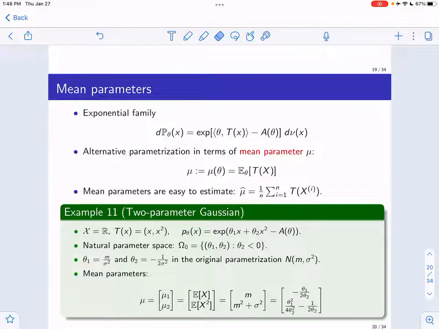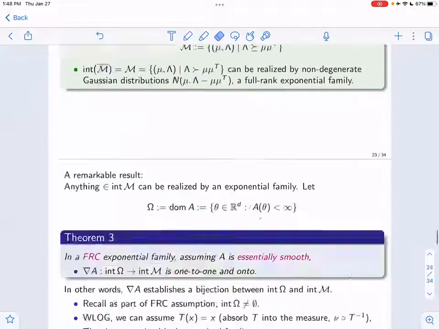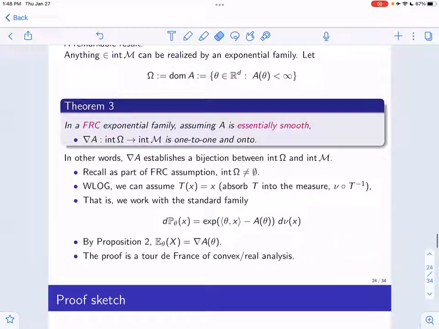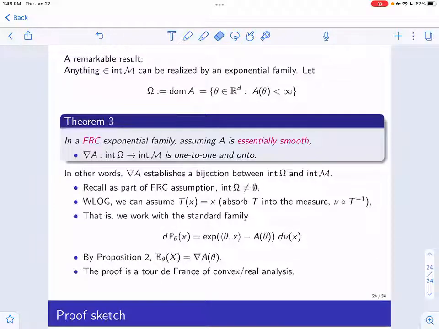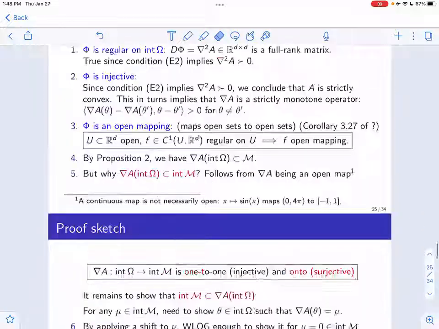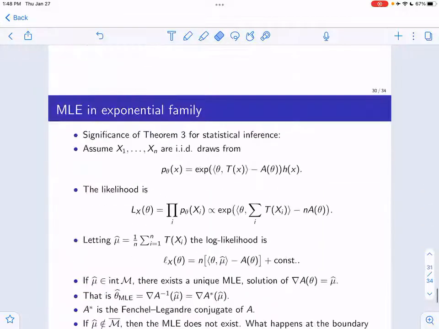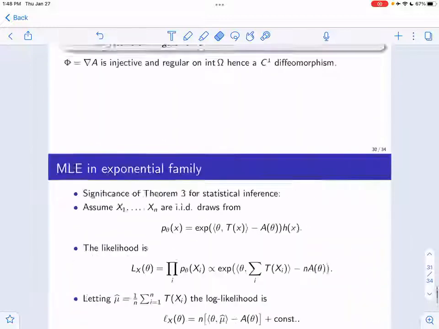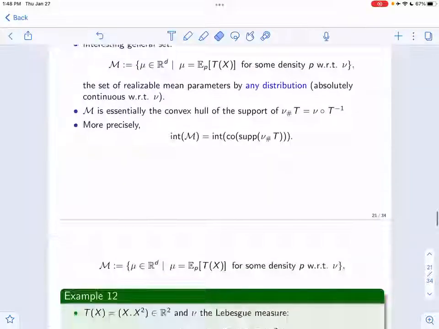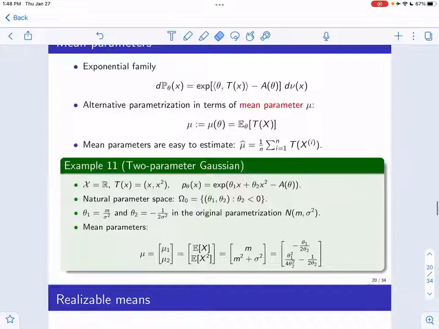You can take a look at these slides. There's some heavy math. I'm going to probably gloss over this. So there is a theorem. This is a very interesting theorem, but proving it requires a lot of math. But I'll talk a little bit about this. You can take a look at the proof if you're interested. And then we'll be done with exponential families. Okay, questions, comments?